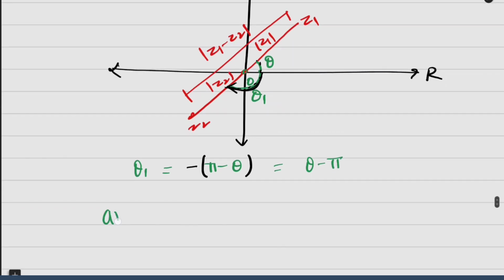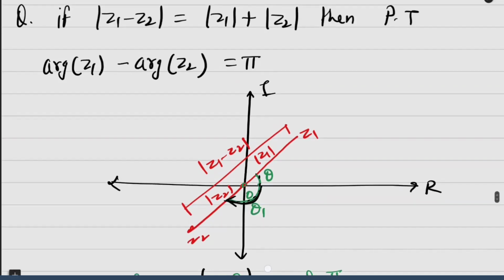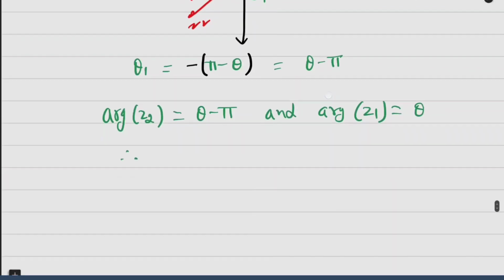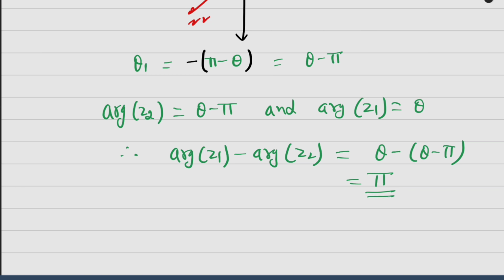So the argument of z2 is theta minus pi, and the argument of z1 is theta. We have to find the argument of z1 minus the argument of z2, which is theta minus (theta minus pi), which comes out to be pi.